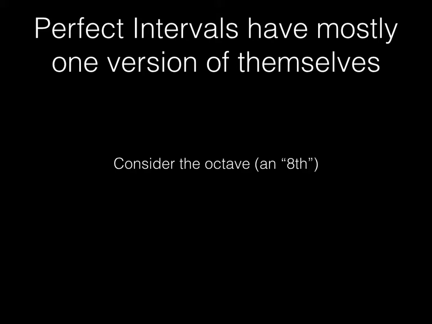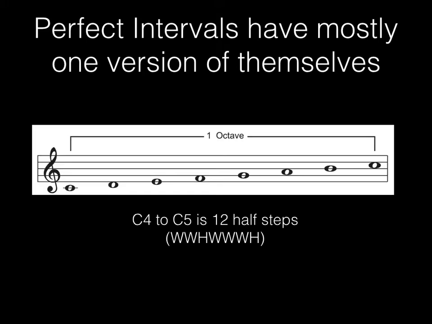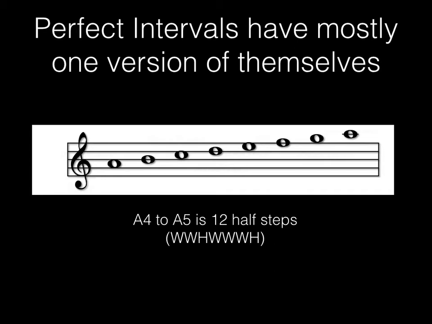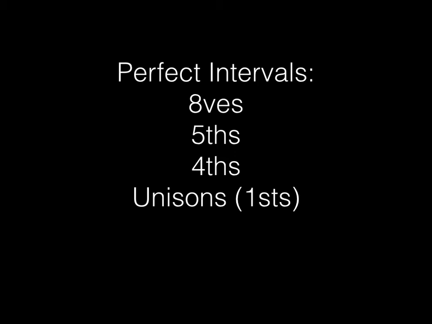So consider the octave, which is another way of saying the eighth, an interval that traverses 8 steps. So for instance, C up to C. C4 to C5 is 12 total half steps: whole, whole, half, whole, whole, whole, half. And this will be true with all octaves. So A to A is also 12 half steps. So any time you go from one note to an octave above, it's going to be perfect. It's perfect because it always has 12 half steps. Your perfect intervals are octaves, fifths, fourths, and unisons, which are firsts.